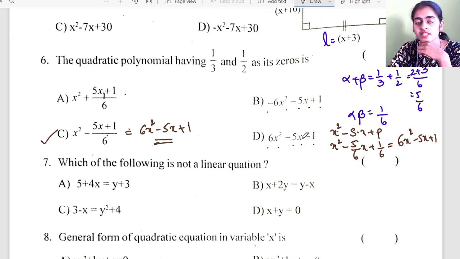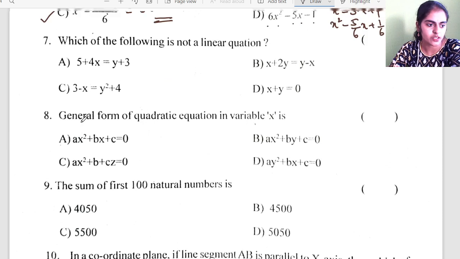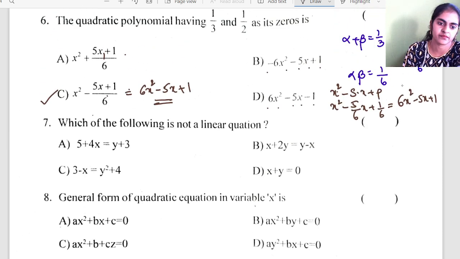6x square minus 5x minus 1. Okay, so it is plus 1 here, right? So let's proceed to the next question. So option C is correct. Taking LCM, again you got the same thing. These two are same, right?